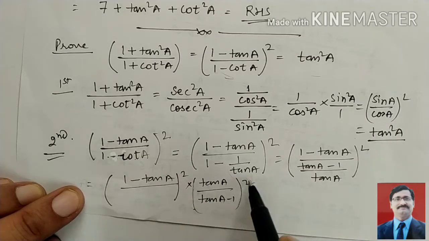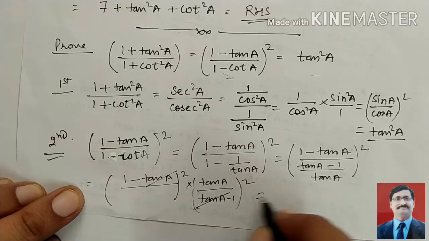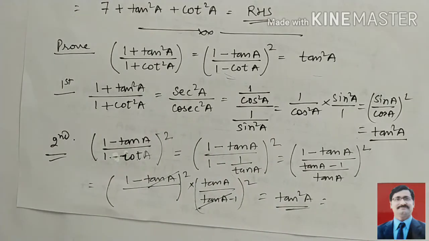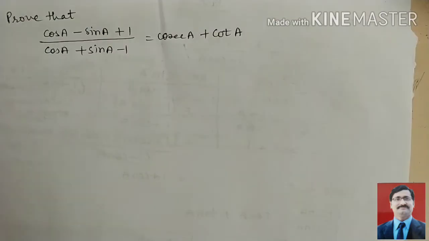Okay, actually minus, so minus square is plus, so this will be cancelled, and you have here tan square A. So all sides are equal to tan square A. All of you understand this?